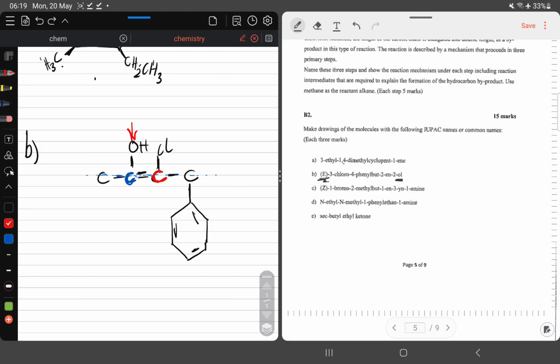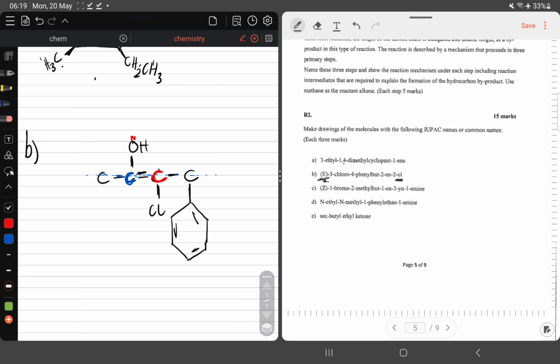So that means chlorine and oxygen should be on different sides of this. So I have to change chlorine and put him on a different side. So I'm going to put chlorine here. Then now they are on different sides of the dotted line. Then it's going to be E like this. Okay, so this is going to be good.